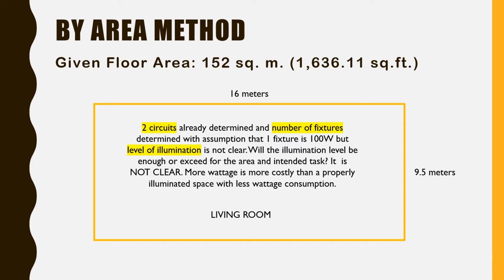The number of fixtures is determined with the assumption that one fixture is 100 watts, but the level of illumination is not clear. As I explained, will the illumination level be enough or exceed for the area and intended task? It is not clear. What is the illumination level? More wattage is more costly than a properly illuminated space with less wattage consumption. So here, this is the disadvantage of the by area method.